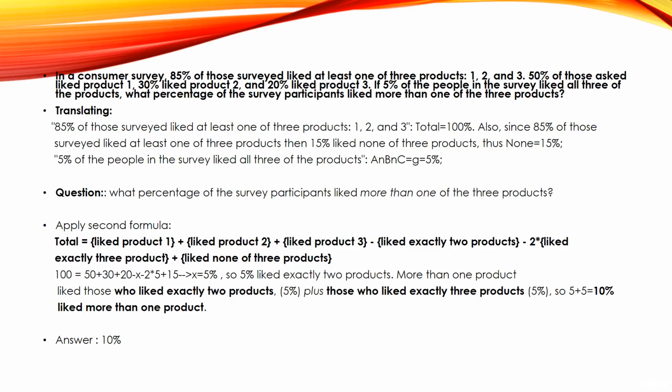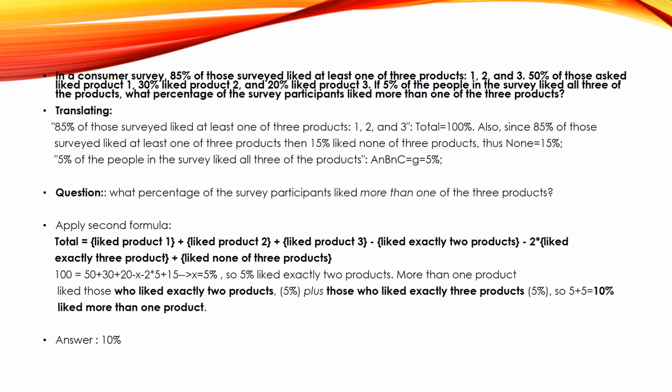So translating this, we get 85% of those surveyed liked at least one of three products 1, 2, and 3, which means total is equal to 100%. Also, since 85% liked at least one of three products, then 15% liked none of the three products. Thus, none is equal to 15%. 5% of the people liked all three of the products, so A∩B∩C is equal to G is equal to 5%. The question is, what percentage of the survey participants like more than one of the three products?